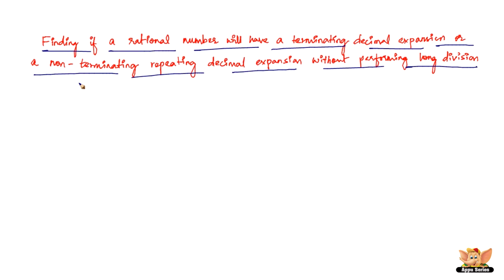In this video, let us look into finding if a rational number will have a terminating decimal expansion or a non-terminating repeating decimal expansion without performing long division. So how do we do that? Let us look into this with a quick example.